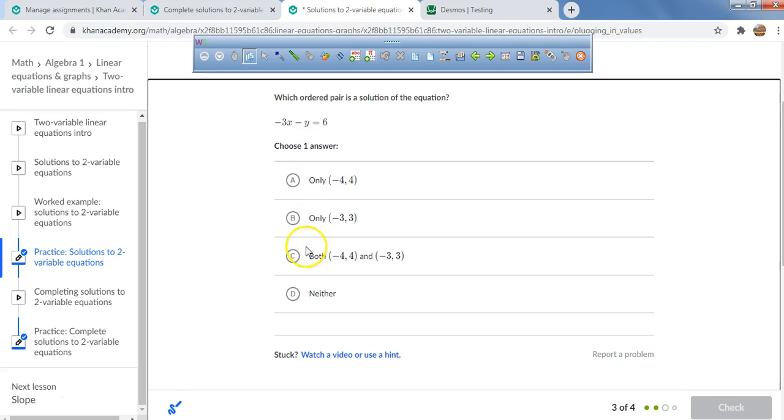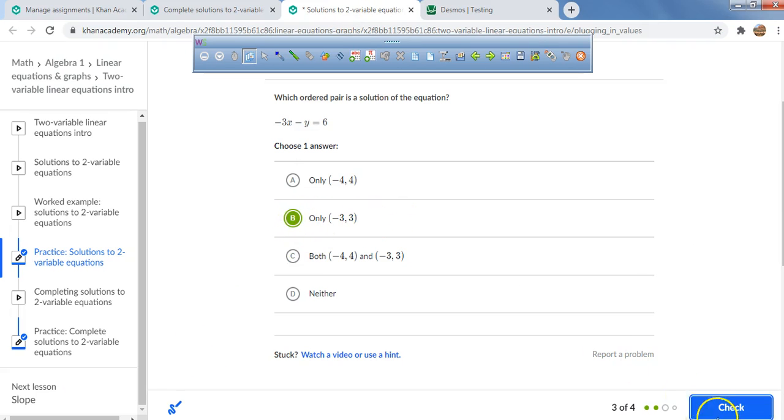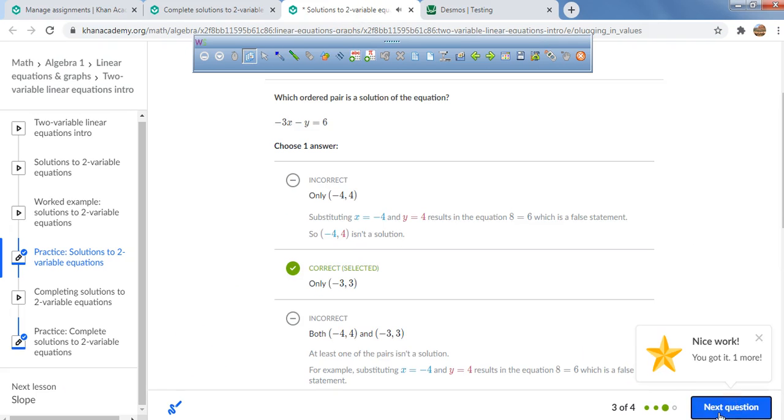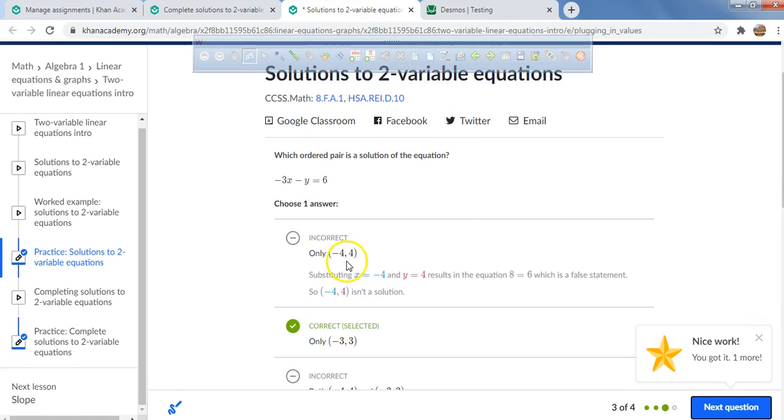So let me go back over here. Negative 3 comma 3. And that's how you do it. So you plug them in. What do you plug in? You check to see if this ordered pair will plug in to make one side equal to the other side. Hope this was useful.